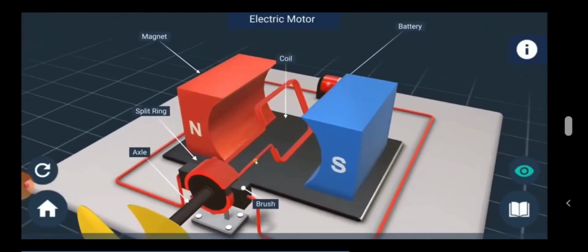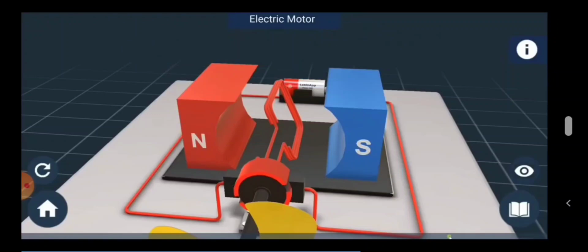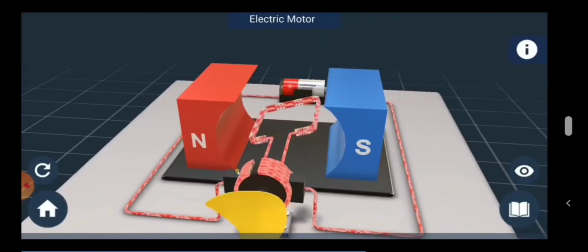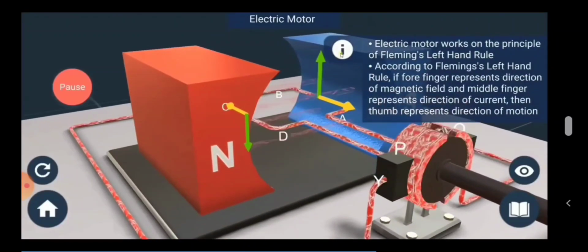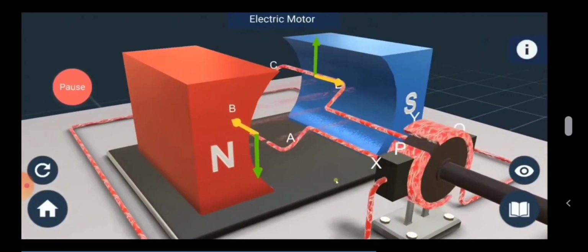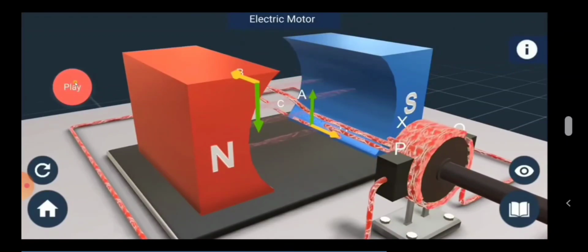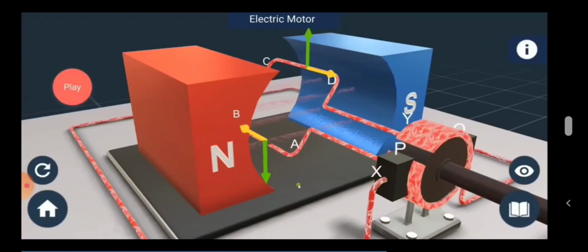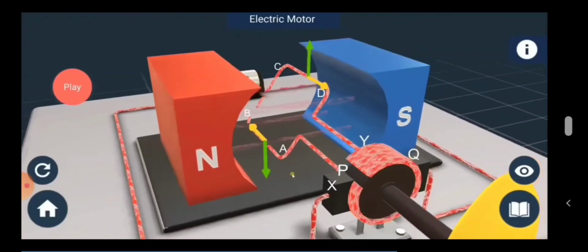The current in the coil enters from the source battery through the conducting brush and flows back to the battery through the other brush. When we apply Fleming's left hand rule to find the direction of the force on a current carrying conductor in a magnetic field, we find the force acting on AB pushes it downward, while the force acting on the arm CD pushes it upward. Thus, the coil, mounted free to turn about an axis, rotates anticlockwise.